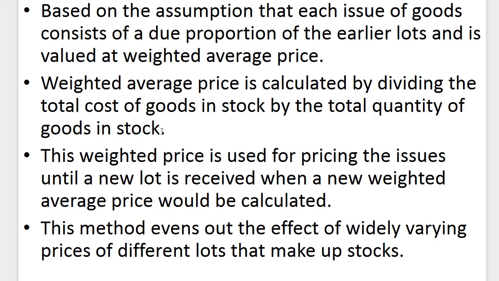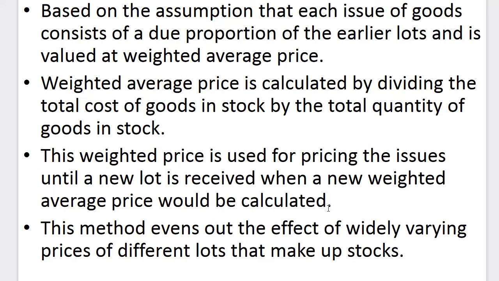And of course, you will have the total value divided by the number, then you will have the average cost. This weighted price is used for pricing the issues until the new lot is received, when the new weighted average price would be calculated. So when there's a new inventory, then there would be a new weighted price. Again, as in the case of FCDU, foreign currency denominated units, when I was working in the bank, this is the way it's done.